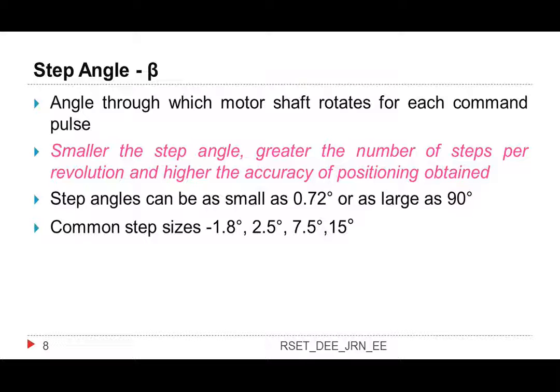Now we'll see some important parameters relevant to stepper motors, and the most important one is the step angle, generally designated as beta. And what is a step angle? The angle through which the motor shaft rotates for each command pulse. The smaller the step angle, the greater the number of steps required per revolution and the higher the accuracy of positioning. Step angles can be as small as 0.72 degrees or as large as 90 degrees. The common step sizes are 1.8 degrees, 2.5 degrees, 7.5 degrees, 15 degrees, and even 30 degrees is also available.